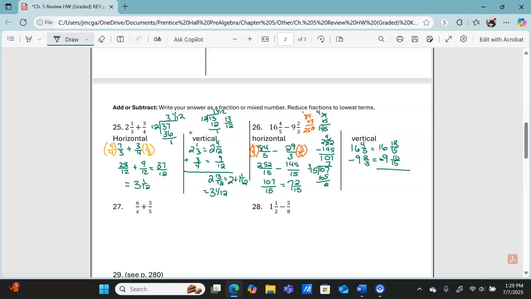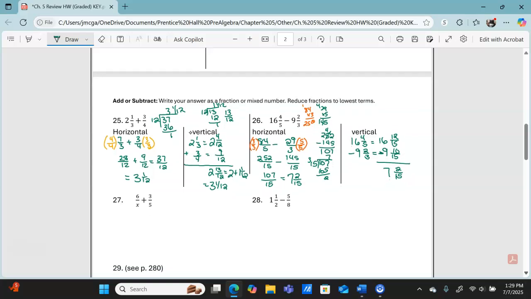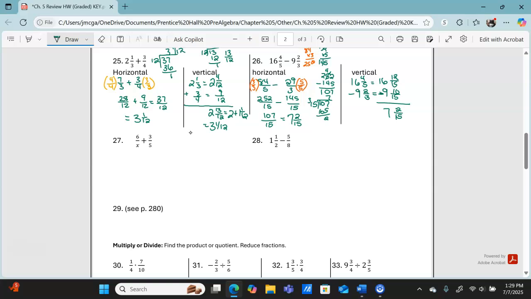I do not need to borrow on here, which is nice. 12 minus 10 is 2/15. 16 minus 9 is 7. You may do these either way. On number 27, I'm going to do this one horizontally.